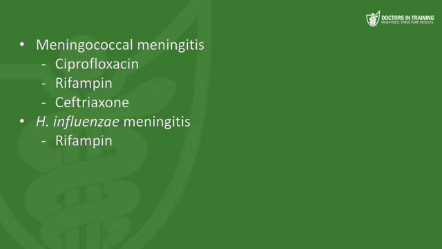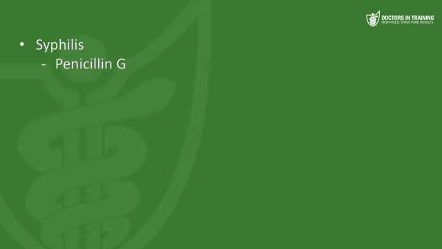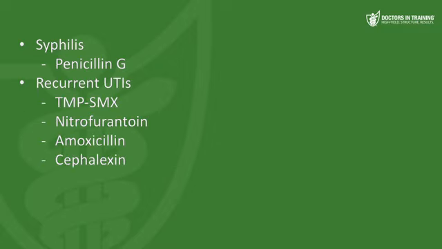What if you want to prophylax for gonorrhea? When would you want to prophylax for gonorrhea? This might occur when the patient has been sexually assaulted and you want to ensure that they do not acquire gonorrhea, so ceftriaxone is what we use here. Syphilis prophylaxis, benzathine penicillin G. History of recurrent UTIs, so here you actually have a lot of options. You can use trimethoprim-sulfamethoxazole for long term. You can use nitrofurantoin long term. You can also use amoxicillin long term or cephalexin.